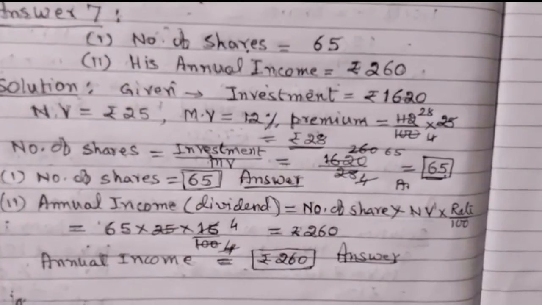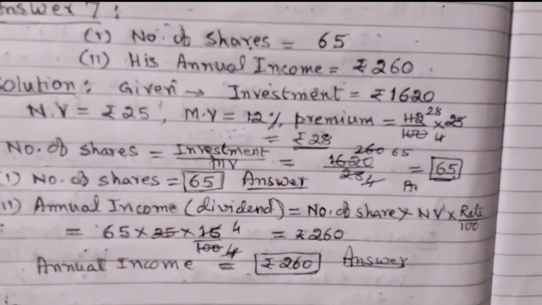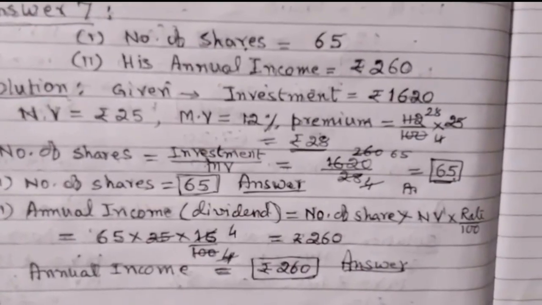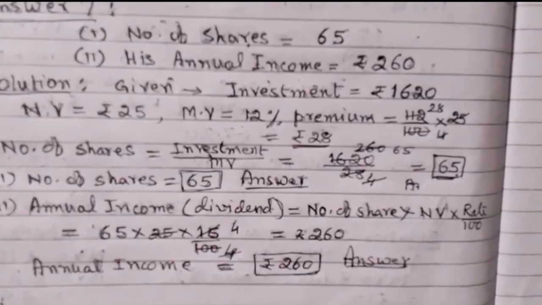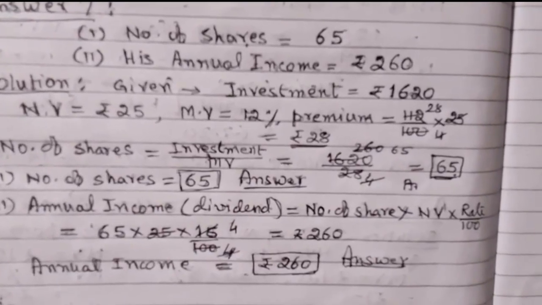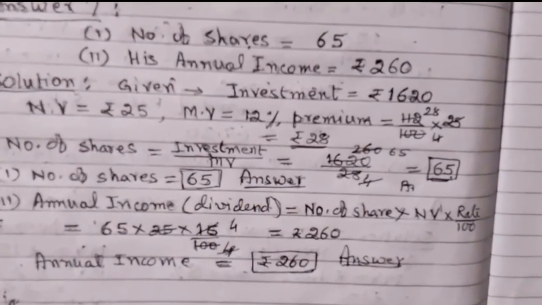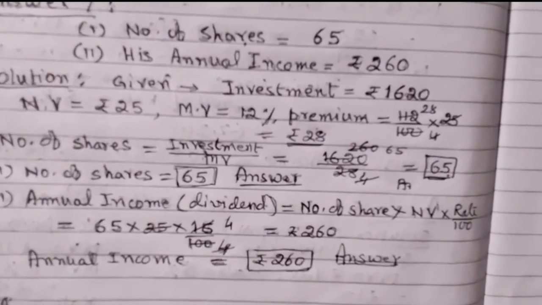We have to find out the number of shares. The number of shares is equal to investment divided by market value. That is 1,620 divided by 28. We get 65. So we got the first answer, number of shares 65.